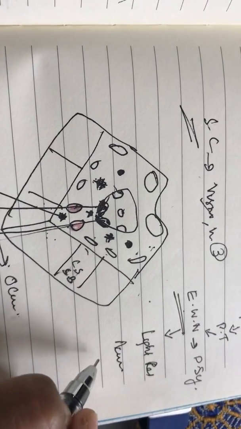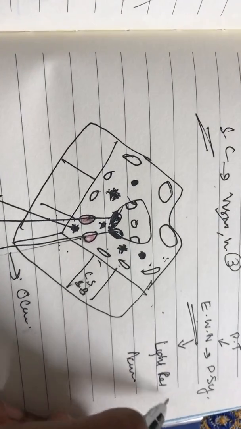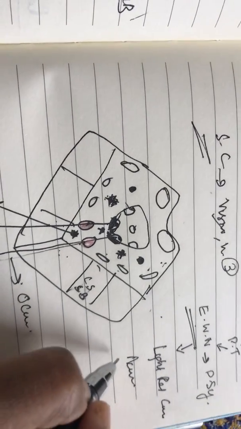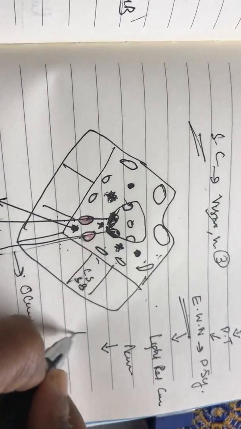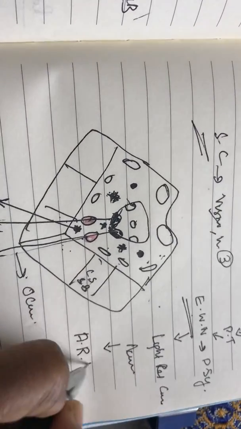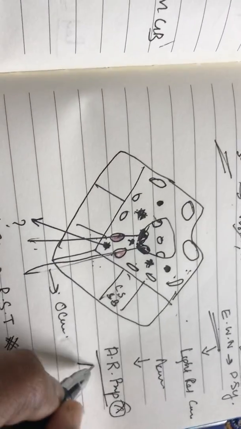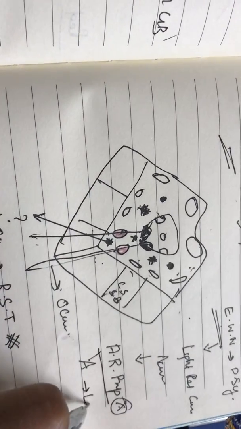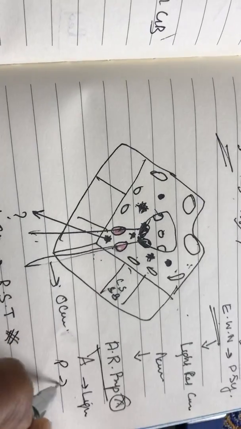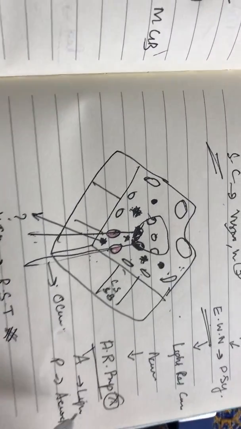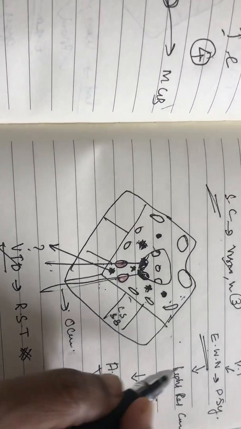So what happens? Consensual light reflex. So in this area you need to write something about Argyll-Robertson pupil. What is Argyll-Robertson pupil? Another MCQ. Absent light reflex and preserved accommodation reflex. So that is a very important point in Argyll-Robertson pupil.